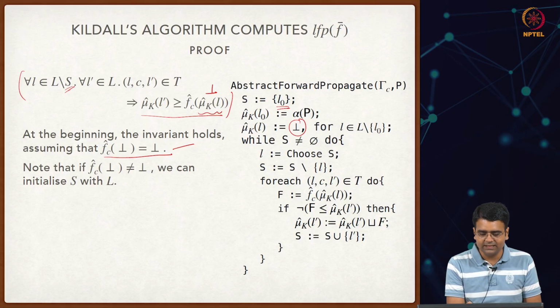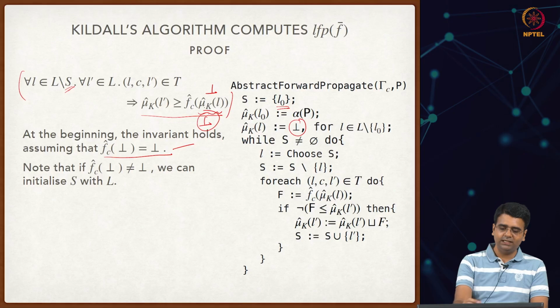So which means that this f at C of bot will be bot, and therefore this mu hat k at L prime is guaranteed to be greater than or equal to bot, because bot is the minimum element. Okay. So assuming that f at C of bot is equal to bot, we are able to show that at the beginning of the loop this particular loop invariant holds.